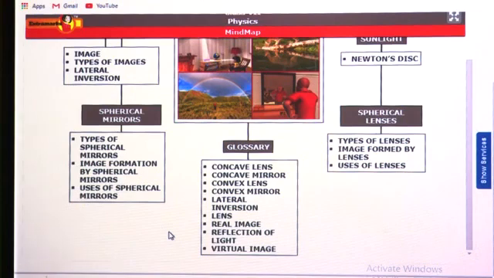We also learned the definition of reflection of light. So what is meant by reflection of light? Whenever there is a change in the direction of light that falls on a surface, this change of direction by the mirror is called reflection of light.